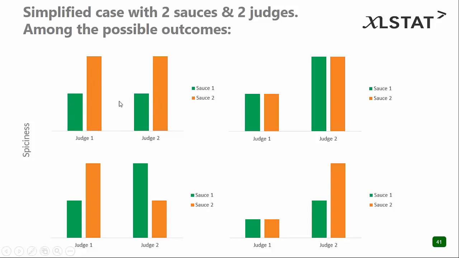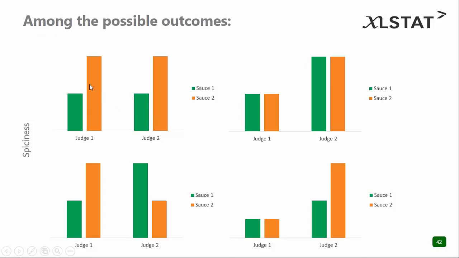So this is a very convenient way to illustrate a two-way ANOVA in a chart. We have our 2 factors represented here, the judge factor and the sauce factor. I will investigate each case separately. First of all, let's have a closer look at this chart.